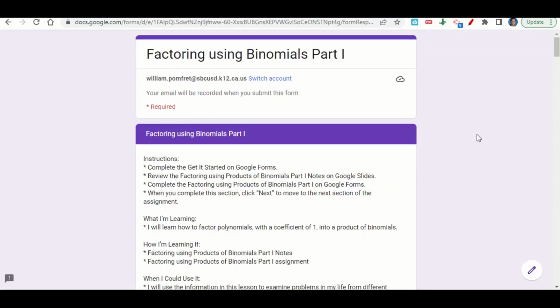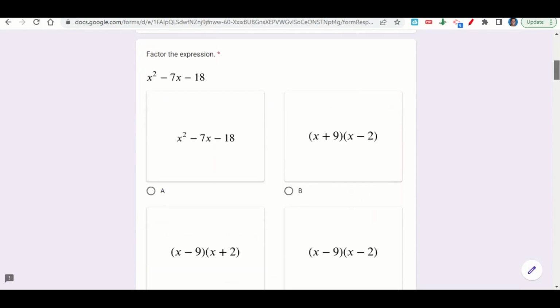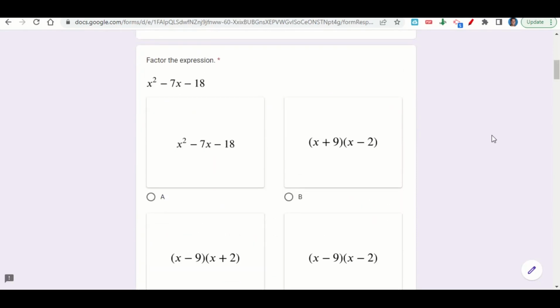Let's take a look now at the factoring using Binomials Part I assignment. The assignment begins with the learning goals and success criteria. If we scroll down, we can see the questions. The first one says x squared minus 7x minus 18. So we would create our magic x, and we need two numbers that multiply to get 18 and subtract to get 7 because this is minus.